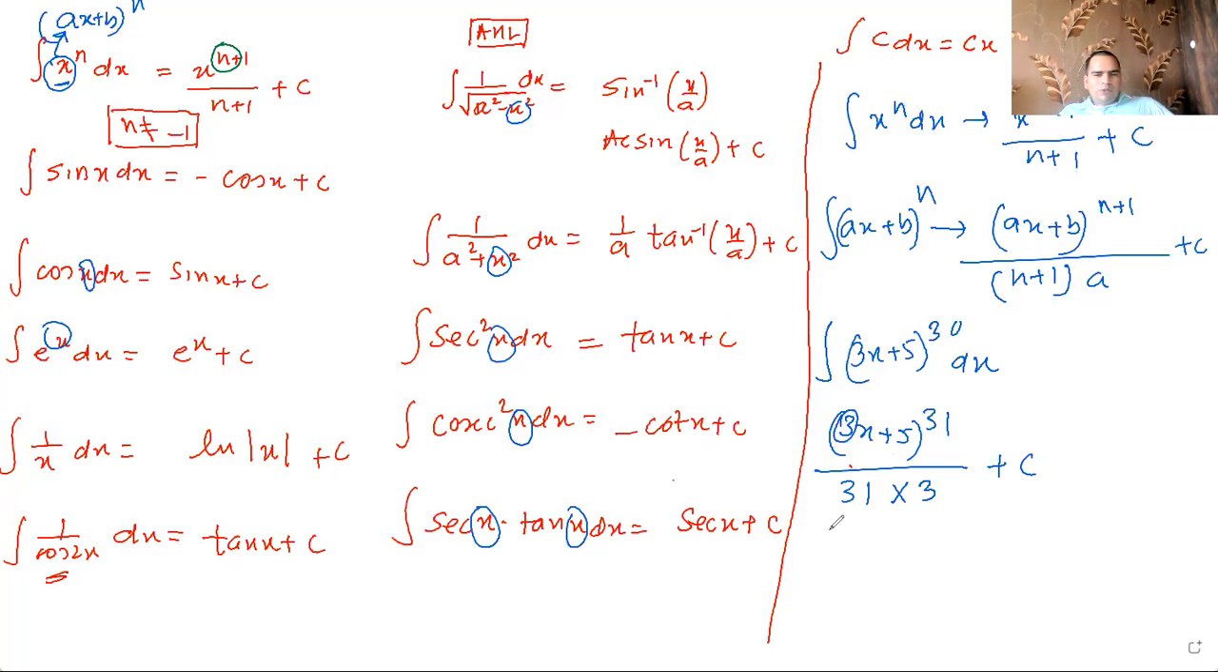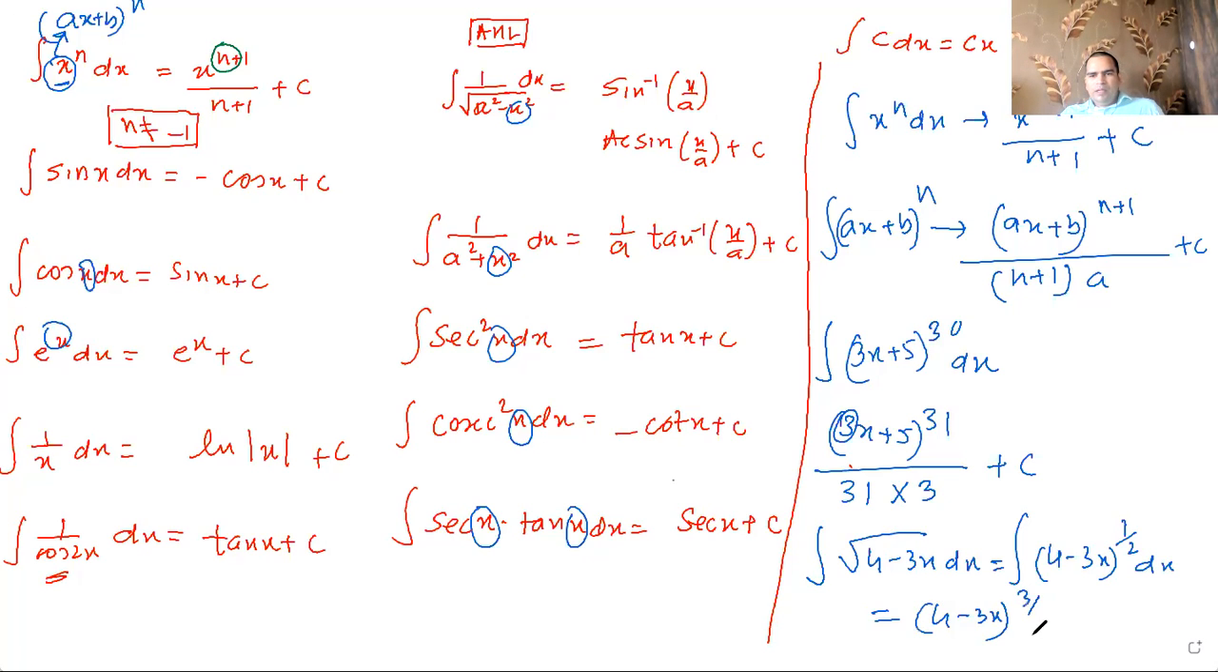Let's take one more example. If you have the integration of, let's say, 4 minus 3x, and I want to find the value of the integral, first you modify it as 4 minus 3x to the power half. Now, if you integrate, the final step will be 4 minus 3x to the power half plus 1, which is 3 over 2, divided by 3 over 2. But don't forget to multiply in the denominator with the coefficient of x, which is negative 3, and plus c.